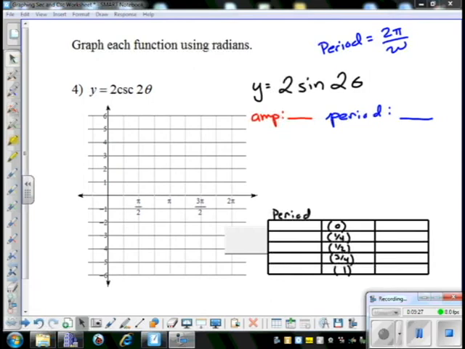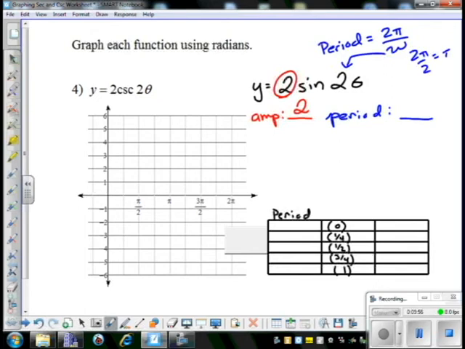Now, as we graph number 4, y equals 2 cosecant 2 theta. Remember, cosecant goes with the sine, so we're going to graph y equals sine 2 theta. Our amplitude here is going to be 2. Our period is 2 pi divided by omega, and omega is that number in front of theta. So it's going to be 2 pi divided by 2, which gives us pi because the 2's cancel out.